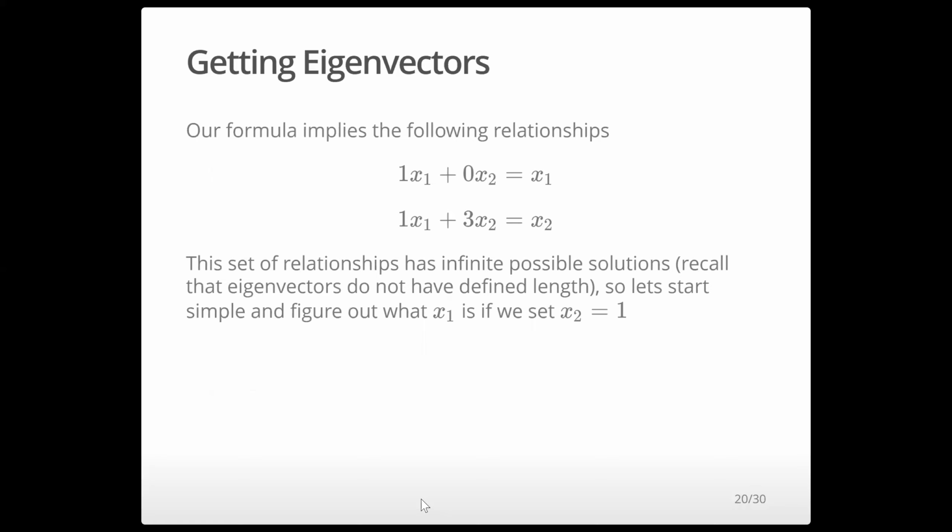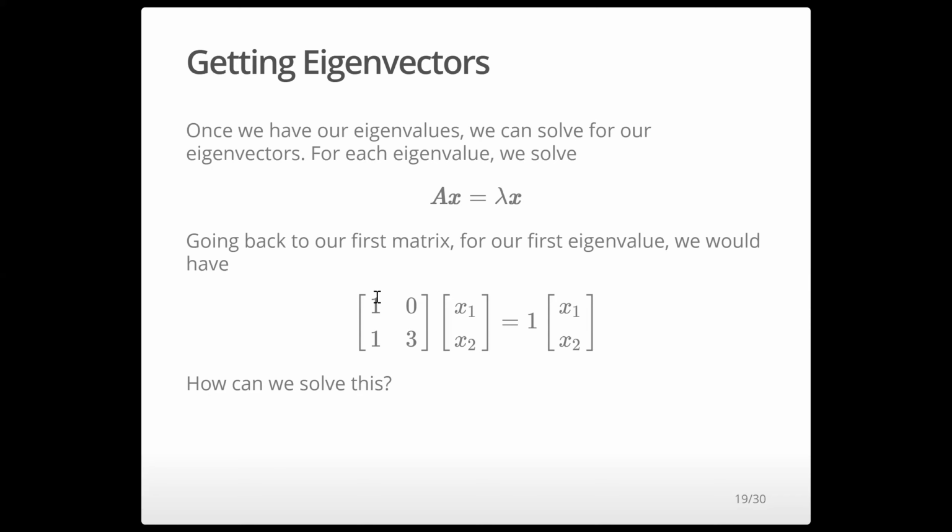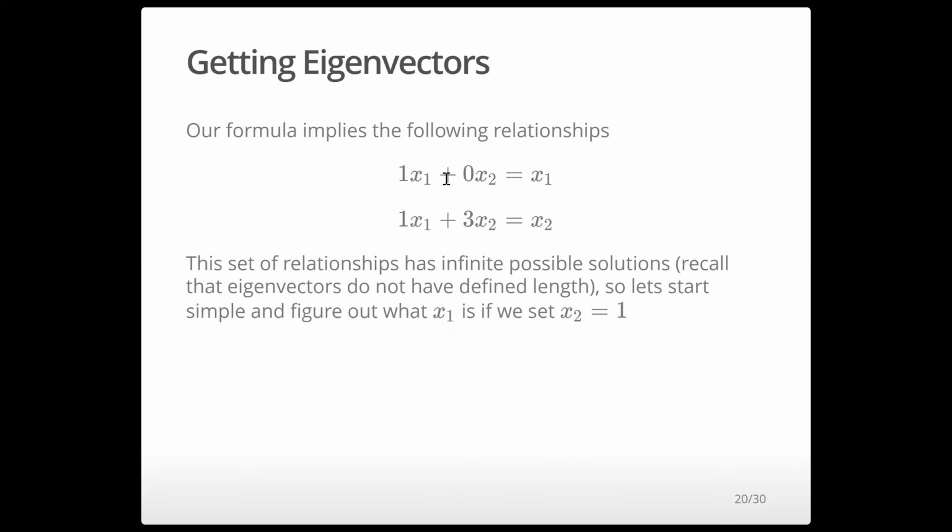So our formula implies the following relationships. If we multiply the matrix part out here, we get the first piece is 1 times x1, 0 times x2, and then the second piece is 1 times x1 and 3 times x2. And of course, this is just 1 times those. So we get 1 x1 plus 0 x2 equals x1. So that's not very interesting. We know what that means. This one just says x1 equals x1. But down here, we have 1 x1 plus 3 x2 equals x2.